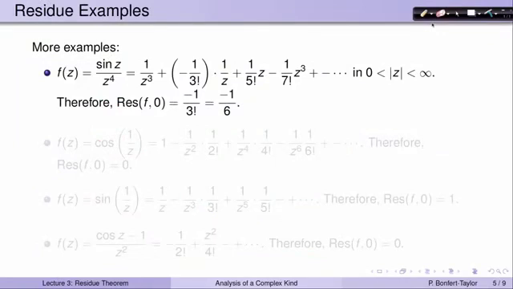So here we have two terms with negative powers of z, but this term in particular is the k equals -1 term, and this is the coefficient a_{-1} right there, because it's the coefficient in front of the 1 over z term, and therefore the residue of f at 0 is minus 1 over 3 factorial, which is minus 1/6.